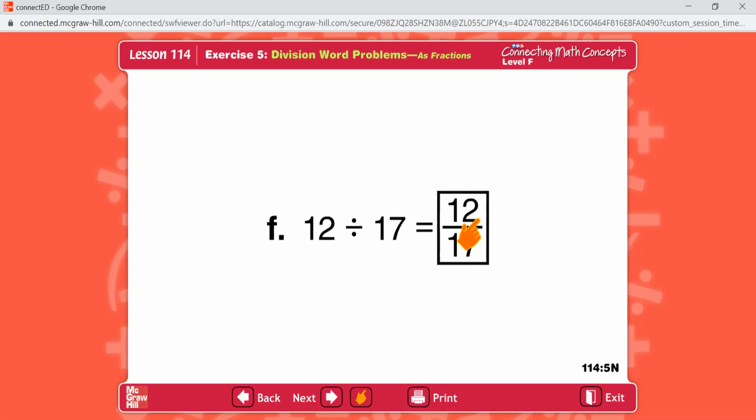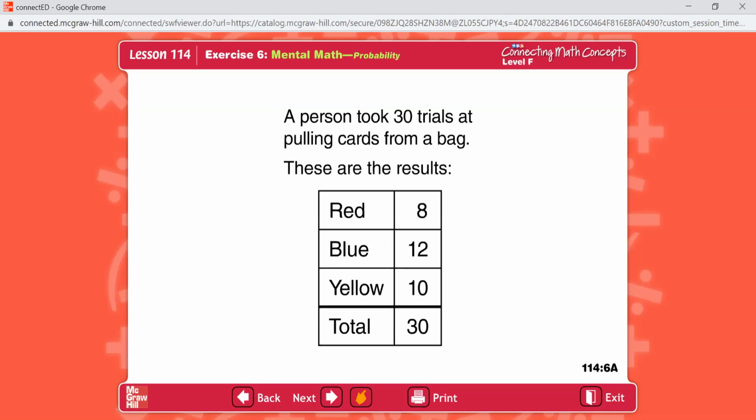All right, let's move on to some mental math. A person took 30 trials at pulling cards from a bag. These are the results. We don't know the number of objects in the bag, but we can use the results to answer some probability questions. How many trials did the person take? The person took 30 trials. It says it right here at the bottom. The total number of rounds or trials is 30.